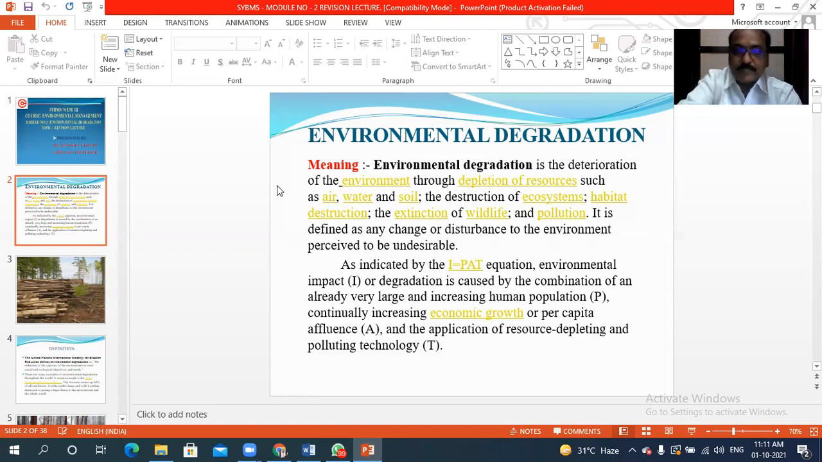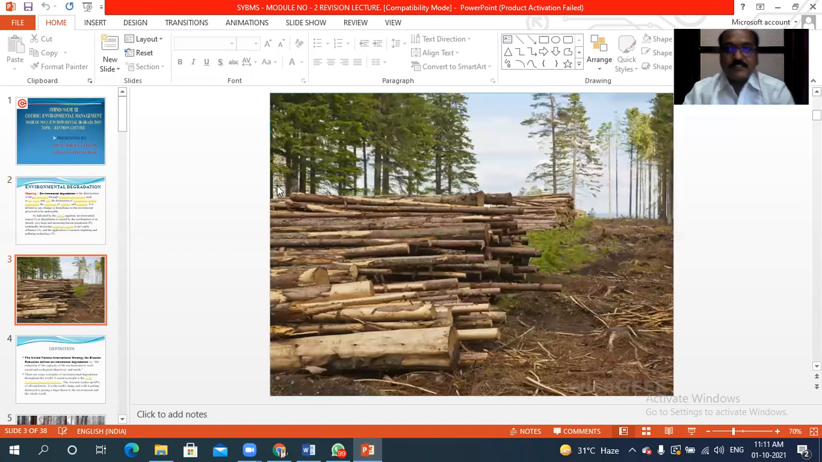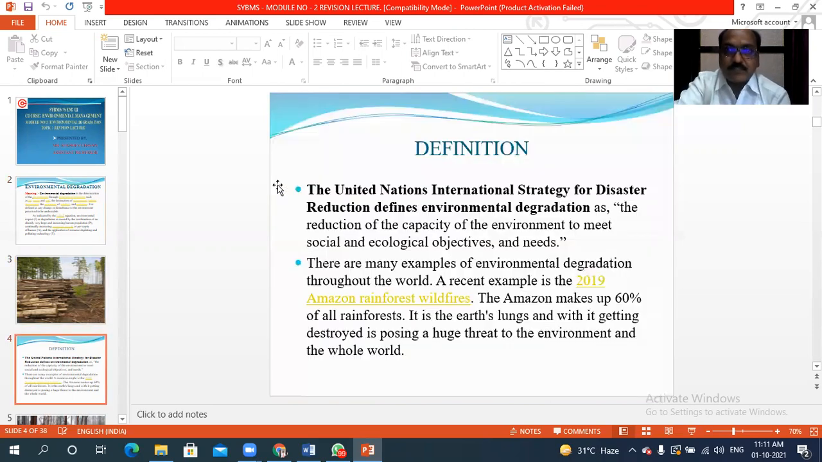Okay, so after that, dear students, next you see this picture. In this picture, the degradation of forest resources is shown after rapid deforestation, or cutting of the trees. Then, dear students, I will discuss in detail the definition of environmental degradation.